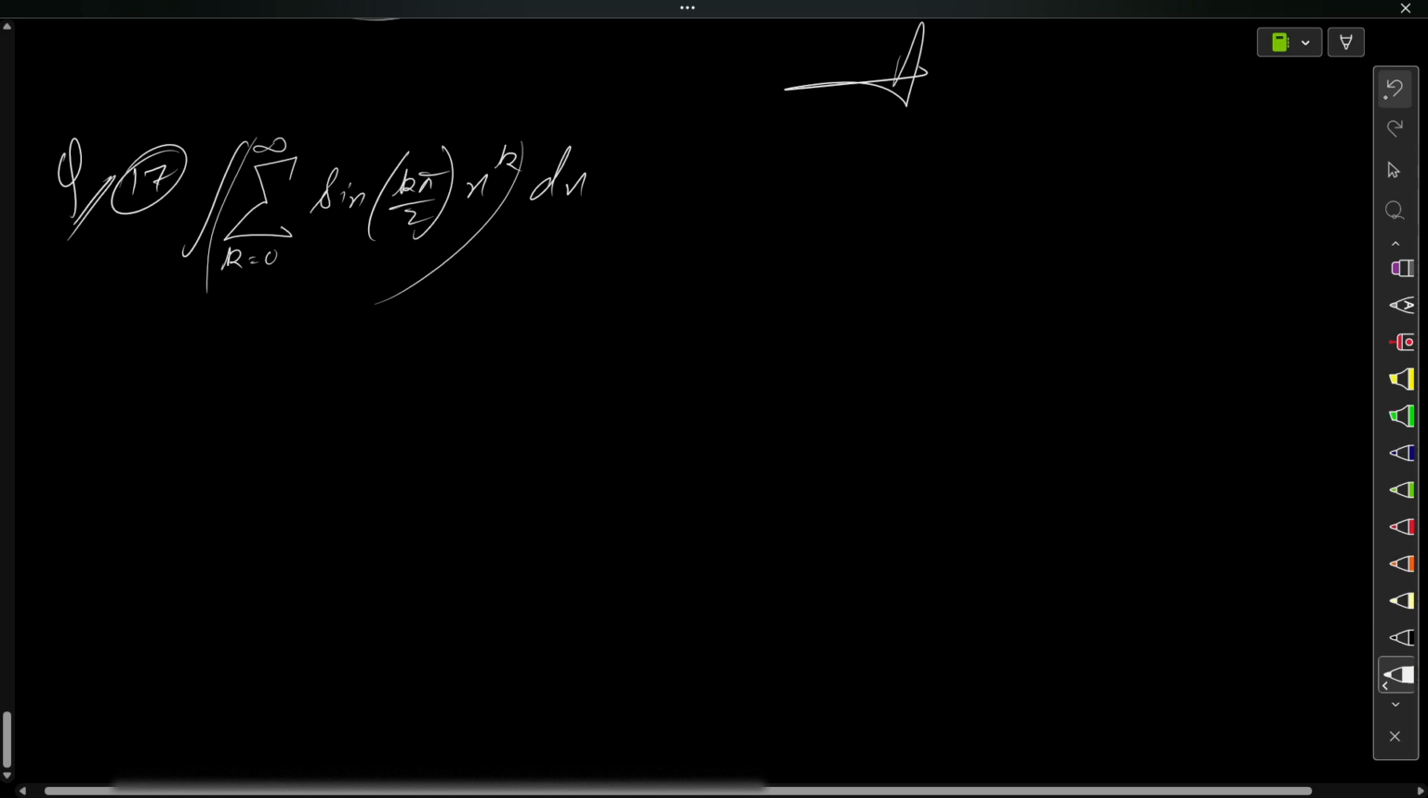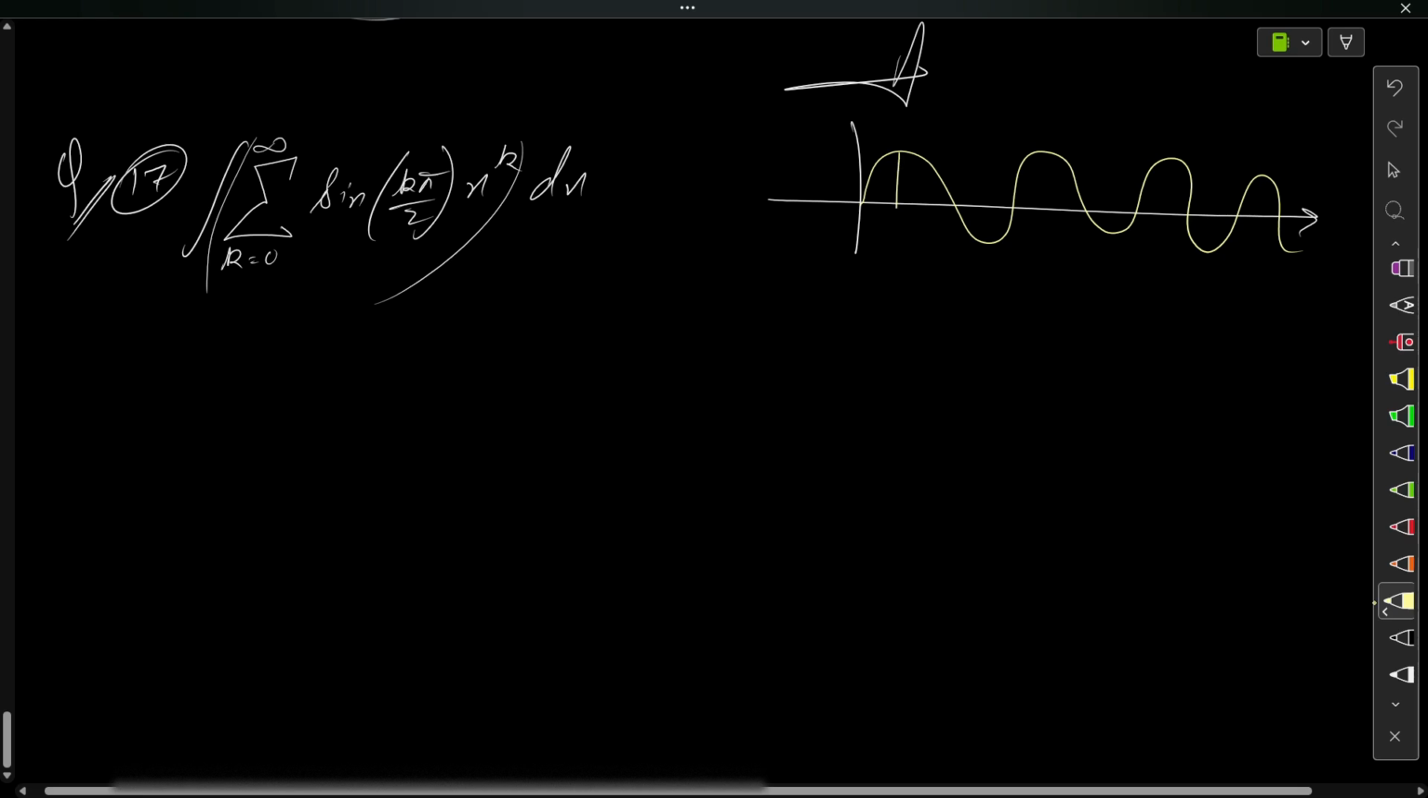For this question, one thing is clear: if I observe the sine function, then for different intervals of pi by 2, initially it would be 0, then it would produce 1, then 0, then minus 1, then 0, then 1, and so on. So one thing is clear that this will form a kind of alternating series with alternating terms.